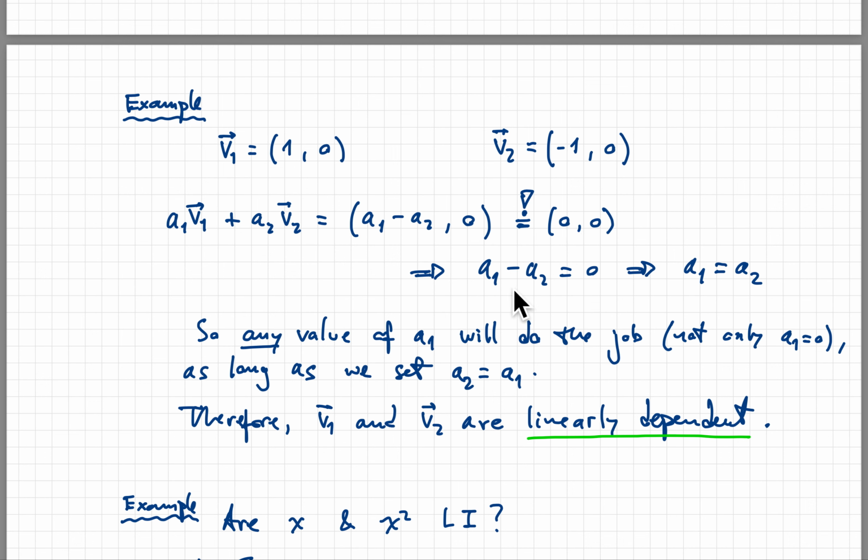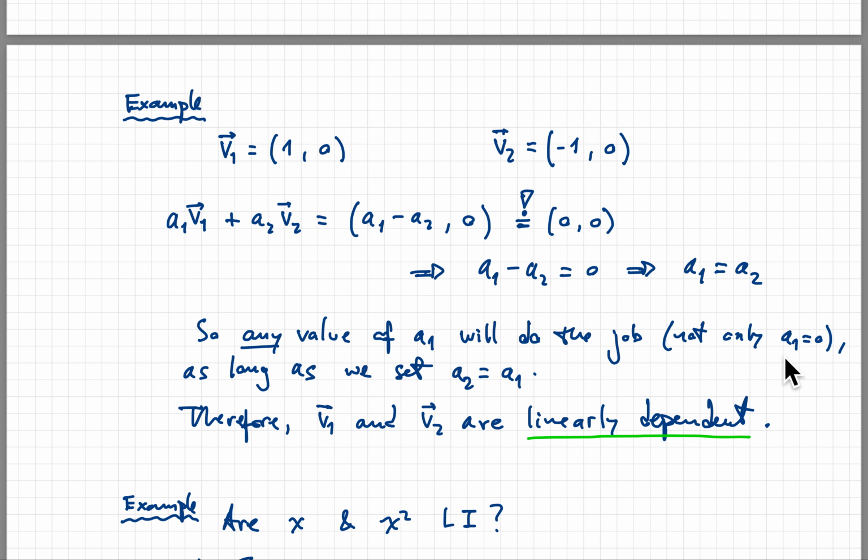And so that means that a1 would have to be equal to a2. And that's all we need. So this means that we're able to satisfy this vanishing of this linear combination without a1 or a2 being necessarily 0. They could be anything as long as they're equal. So any value of a1 will do the job, not just a1 equal to 0.